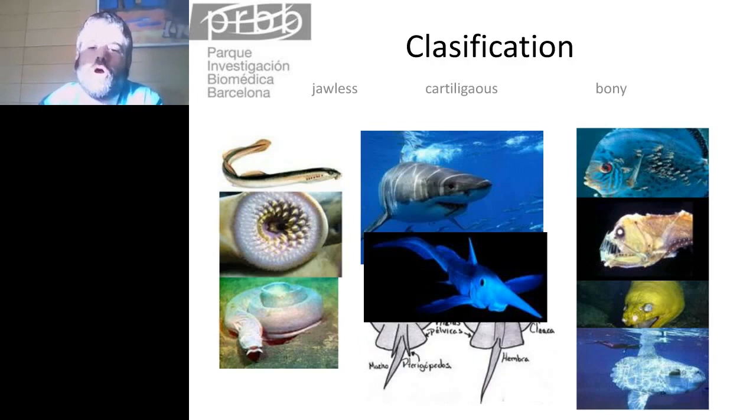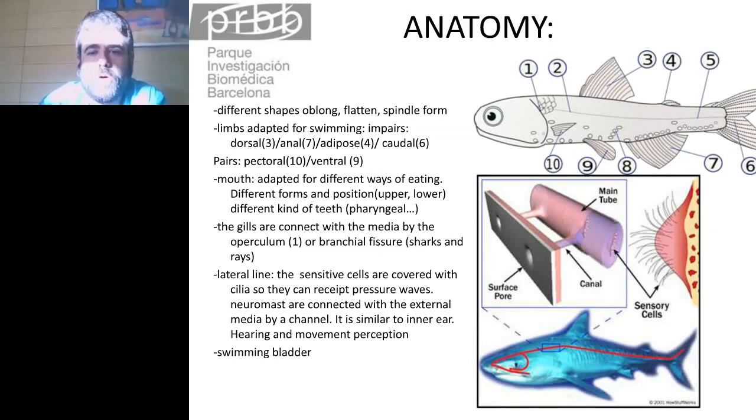When we look at fish, we can see that they have many shapes, and these shapes are adapted to the way of swimming. So the fins will also be related to that. Also, the mouth and the teeth will be adapted to their ecology and the way of eating. So we can find many kinds of mouths in different positions and with different kinds of teeth.